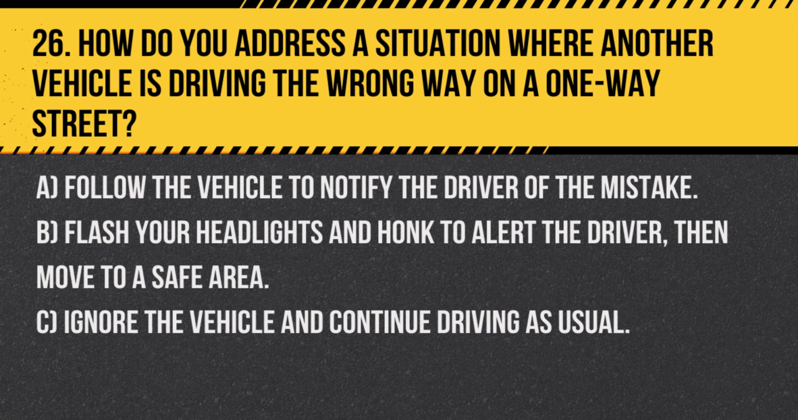Question 26. How do you address a situation where another vehicle is driving the wrong way on a one-way street? A. Follow the vehicle to notify the driver of the mistake. B. Flash your headlights and honk to alert the driver, then move to a safe area. C. Ignore the vehicle and continue driving as usual. Answer. B. Flash your headlights and honk to alert the driver, then move to a safe area. Alerting the driver and ensuring your own safety are priorities in such dangerous situations.